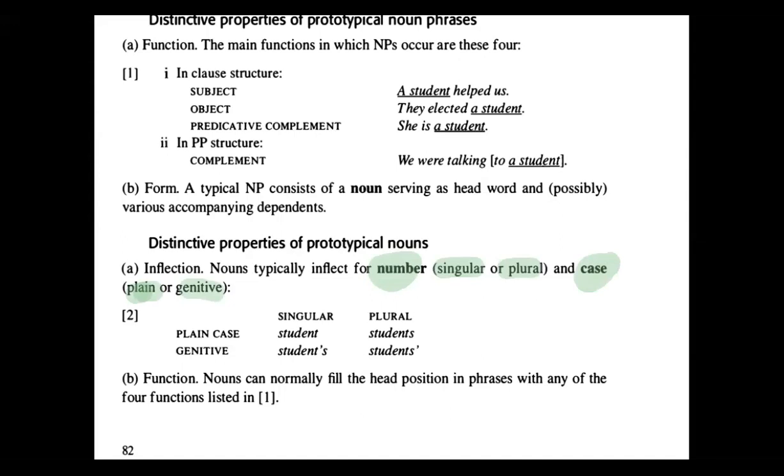Genitive means مضاف إليه. So here we are talking about تصريف الاسم في الجملة. الاسم في الجملة بينعكس بشكلين، إما بشكل أرقام أو بشكل حالة. الأرقام ممكن يكون مفرد وممكن يكون جمع. بالنسبة لموضوع الحالة ممكن يكون plain وممكن يكون genitive. الجينيتيف as I said اللي هي المضاف إليه.